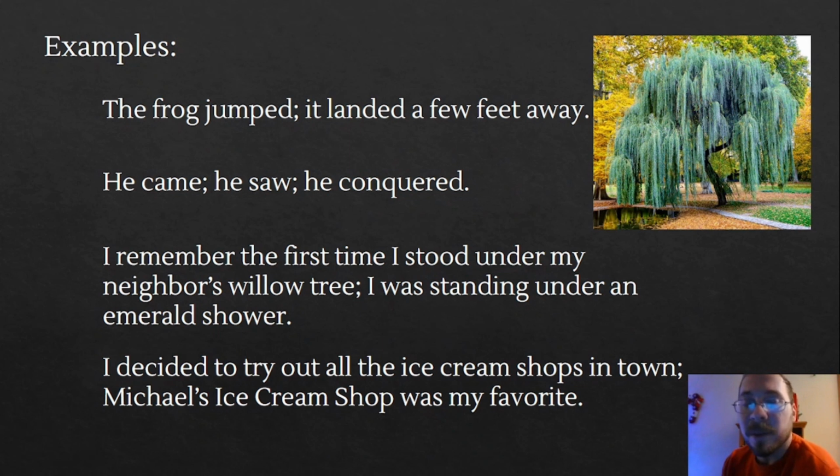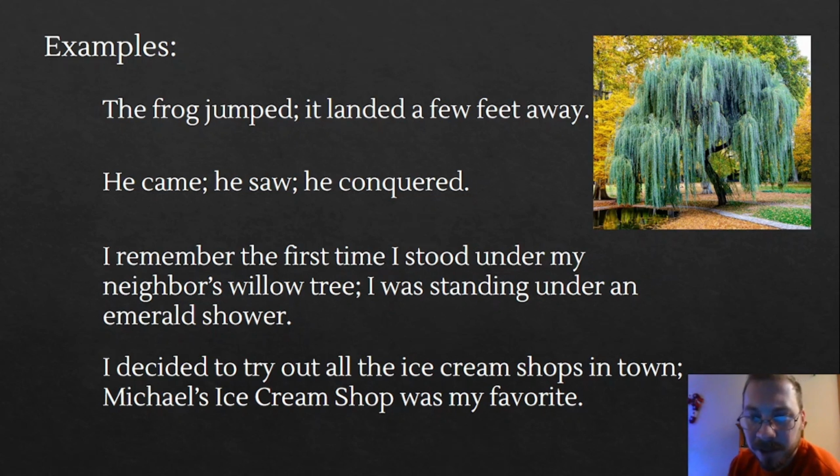So for the examples here, we've got the frog jumped, it landed a few feet away. The frog jumped is a standalone sentence, as is it landed a few feet away. Both of those make sense by themselves. They're both related, so we connect them with a semicolon. For the second one, he came, he saw, he conquered. They are short sentences, but they are sentences. They've got subject, verb, subject, verb, subject, verb, and you can connect those with a semicolon, although you don't have to, but that's a fun thing to do.